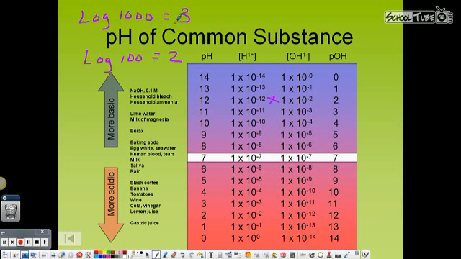Now you get weird numbers, like what's the log of 2.5? Take your calculator out and say log of 2.5. 0.3. So 10 to the 0.3 power should give you 2.5. You do 10 caret 0.3, and it should give you 2.5. No problem.